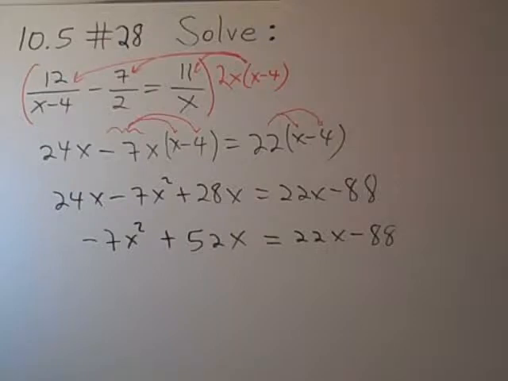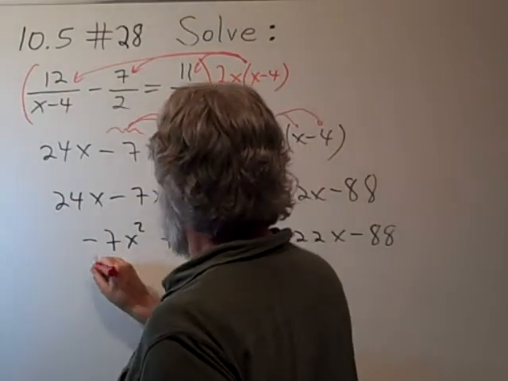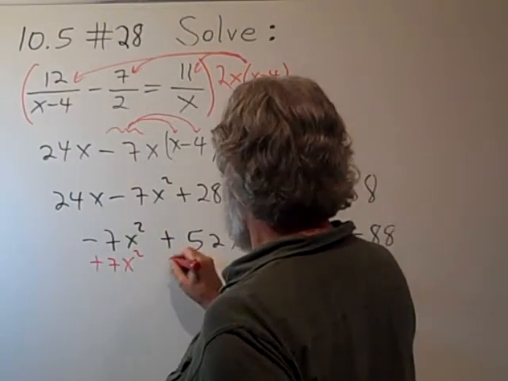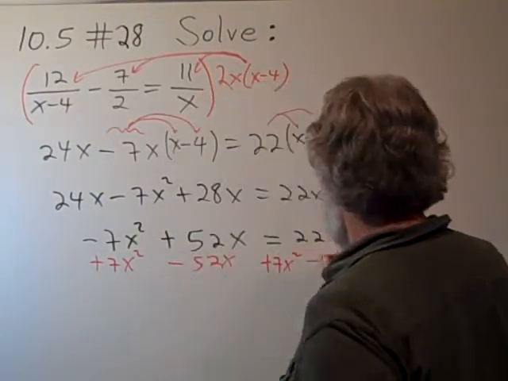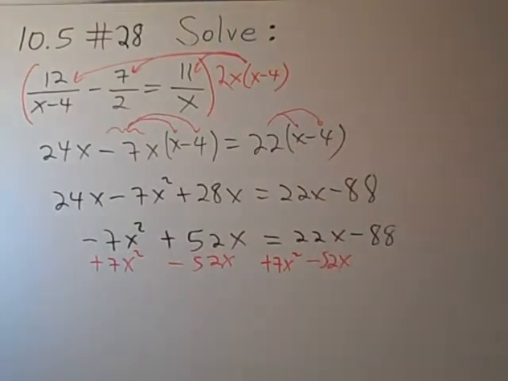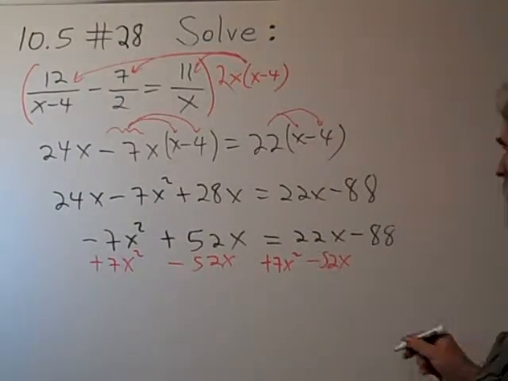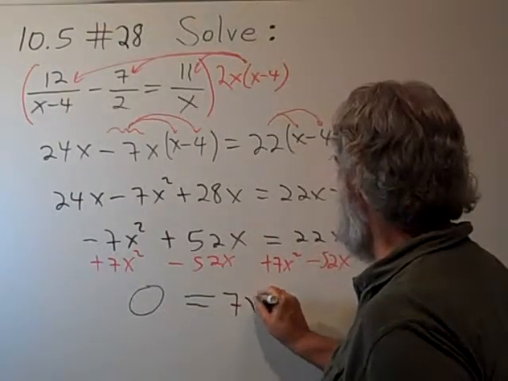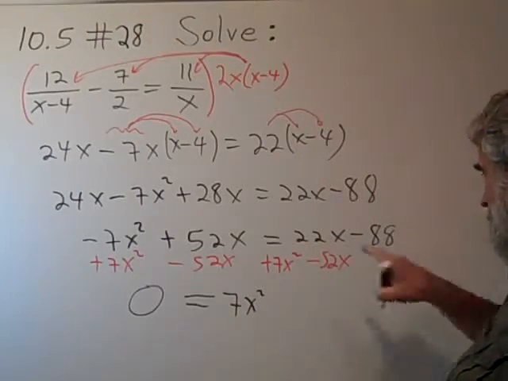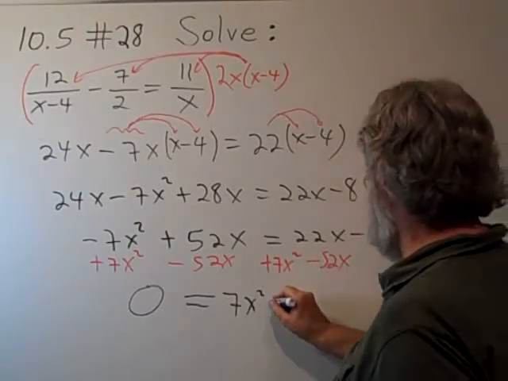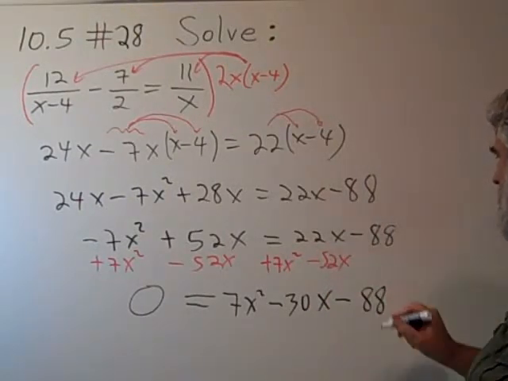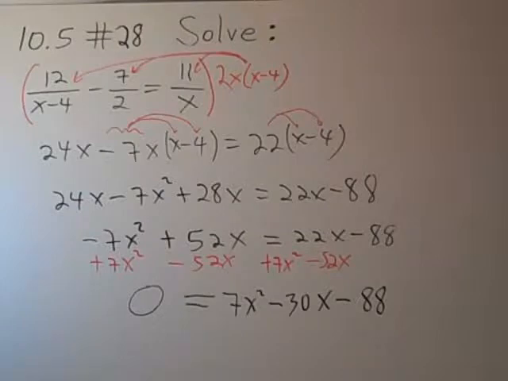Let's bring the stuff on the left to the right so that we'll have a positive number of x's. Add 7x squared to both sides. Take away 52x's from both sides. And we have 0 on the left. On the right we have 7x squared. And negative 52x plus 22x is negative 30x minus 88. And all we have to do is factor that.